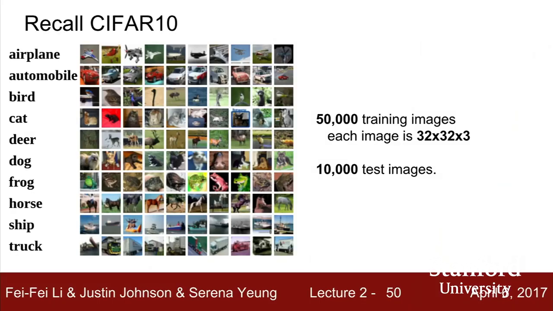But that's a little bit too exciting for lecture 2, so we have to go back to CIFAR 10 for the moment. Recall that CIFAR 10 has these 50,000 training examples. Each image is 32 by 32 pixels and 3 color channels. Now in linear classification, we're going to take a bit of a different approach from k-nearest neighbor.